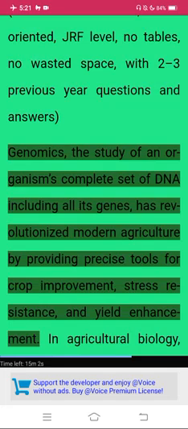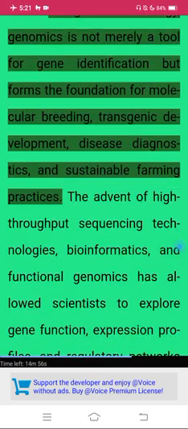Genomics, the study of an organism's complete set of DNA including all its genes, has revolutionized modern agriculture by providing precise tools for crop improvement, stress resistance, and yield enhancement. In agricultural biology, genomics is not merely a tool for gene identification but forms the foundation for molecular breeding, transgenic development, disease diagnostics, and sustainable farming practices.